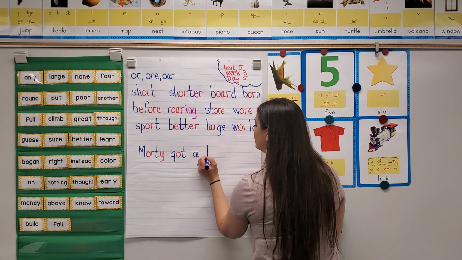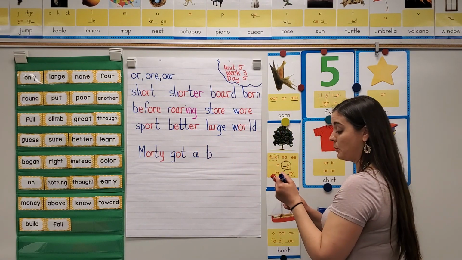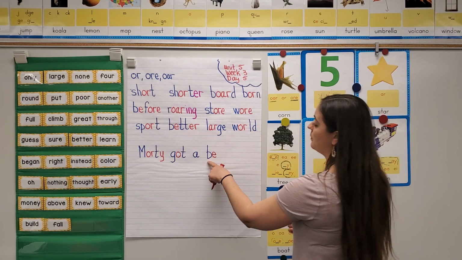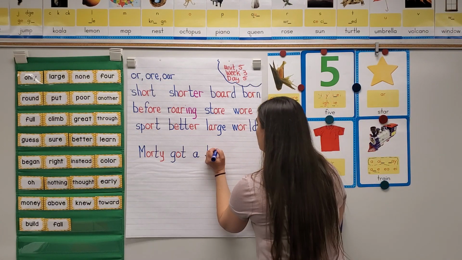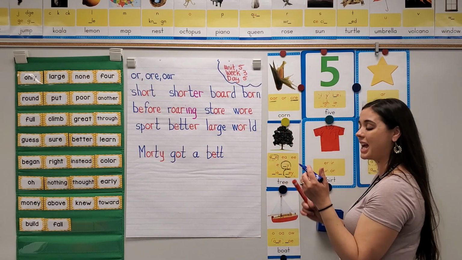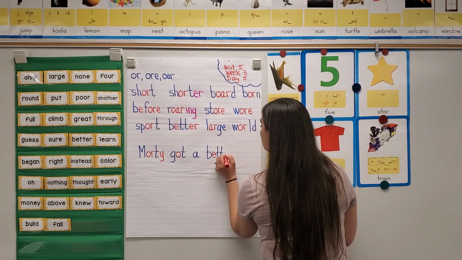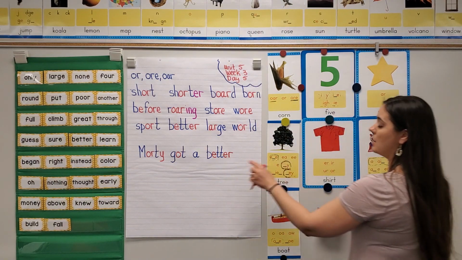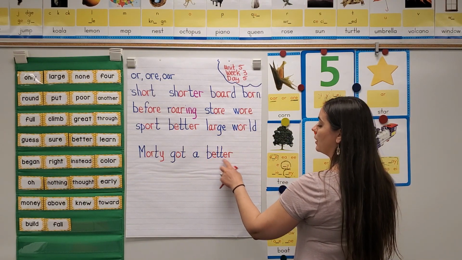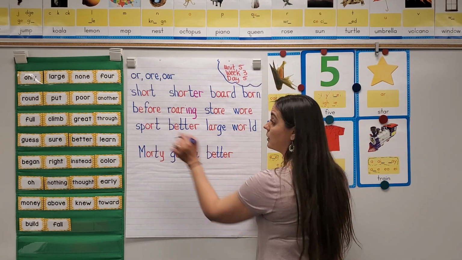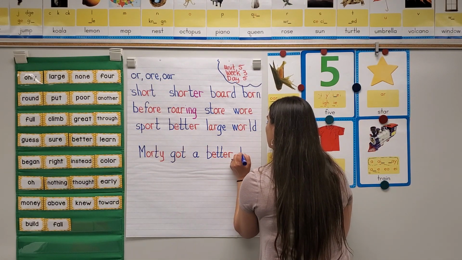a. B says ba. Short E, ba. Two T's, ta. And ER, and say that sound, better. Morty got a better, oh, high frequency word also.